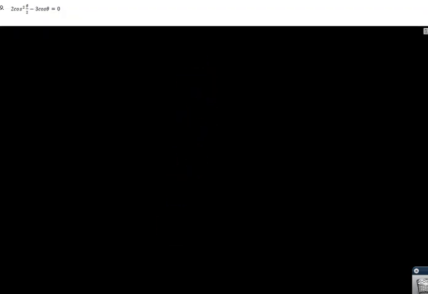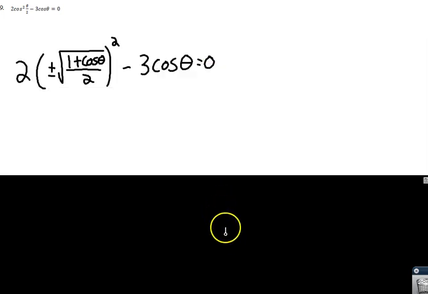2 cosine squared of theta divided by 2 minus 3 cosine theta equals 0. Theta divided by 2, that's half an angle. Hey, wait a minute. Look at that. There are these half-angle formulas on my formula sheet. Forgive me if I'm just going to drop one of those in there right now. That is a half-angle formula for cosine.